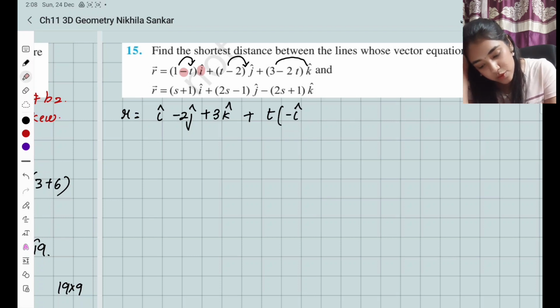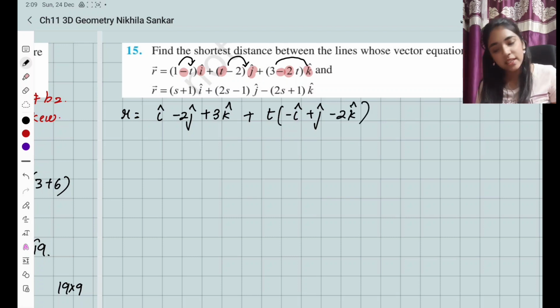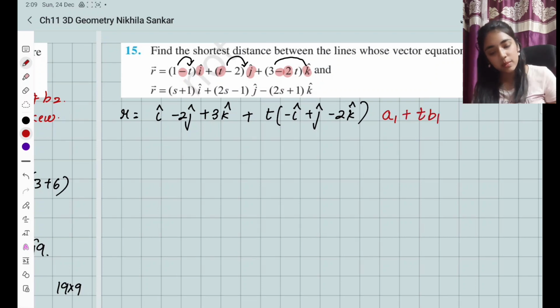Then next term is going to be T into J. So plus J. Plus J cap. Then the last term is going to be minus 2 into K. So minus 2K. புரிஞ்சுதா எப்படி split பண்ணி எழுதிருக்கேன்னு? So this is of the form A1 plus lambda மாதிரி இந்த இடத்துல T B1. Okay, இந்த மாதிரி split பண்ணி எழுதிருக்கேன்.